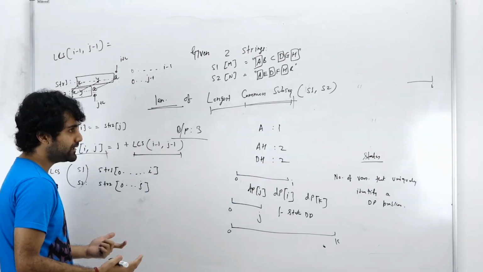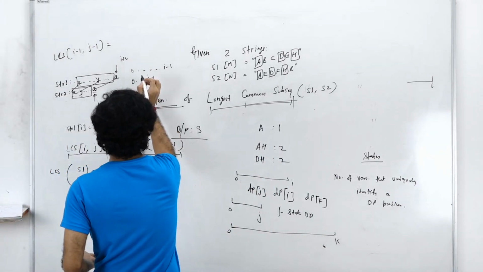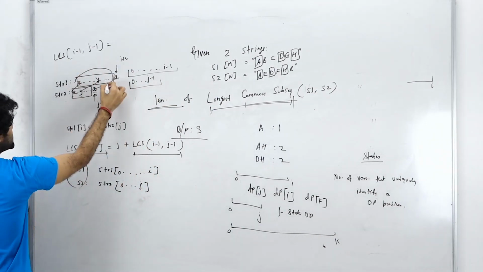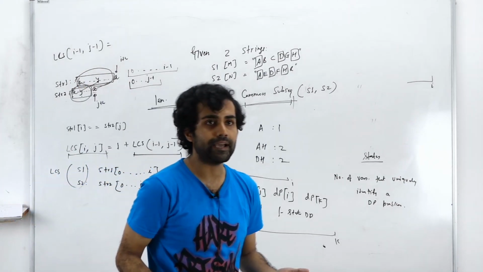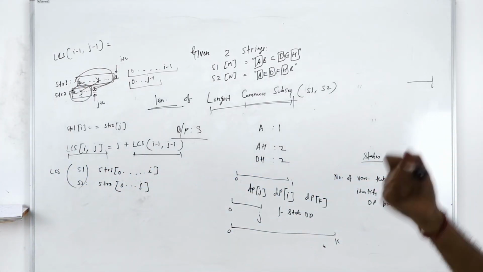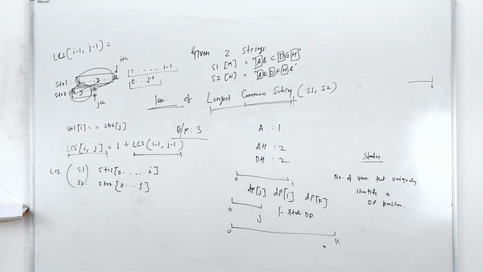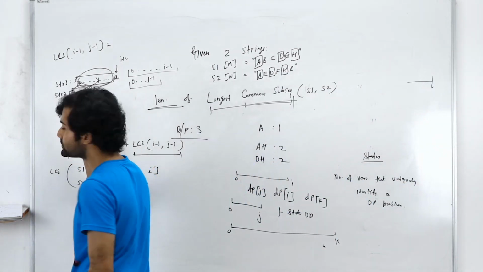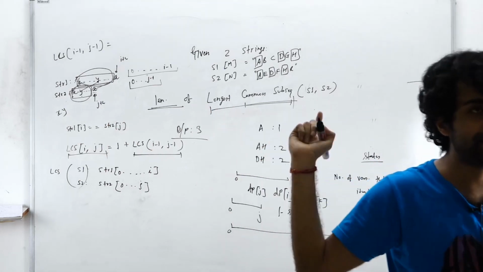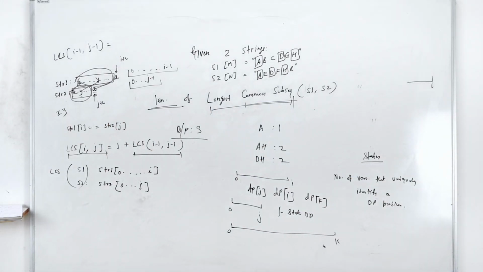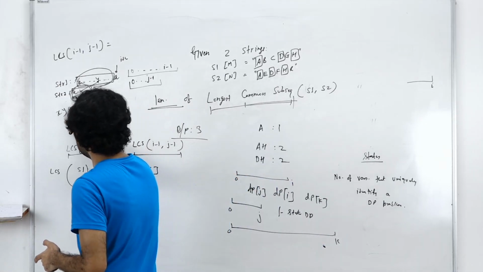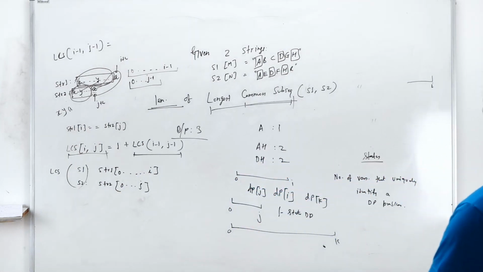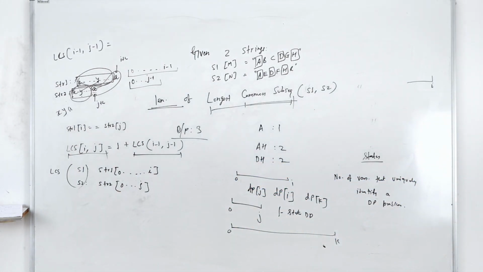So if my string 1 is from here to here and my string 2 is from here to here, which is the case here, then what will be my longest common subsequence? Can I say that it is XY? It is, right? And that XY can be appended with A because A is present here as well as here. Does that make sense to everyone now? Yes or no?